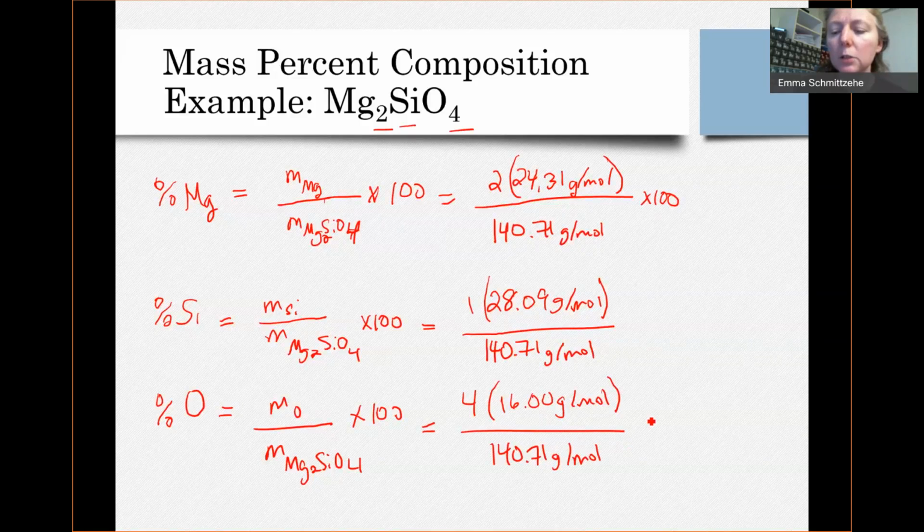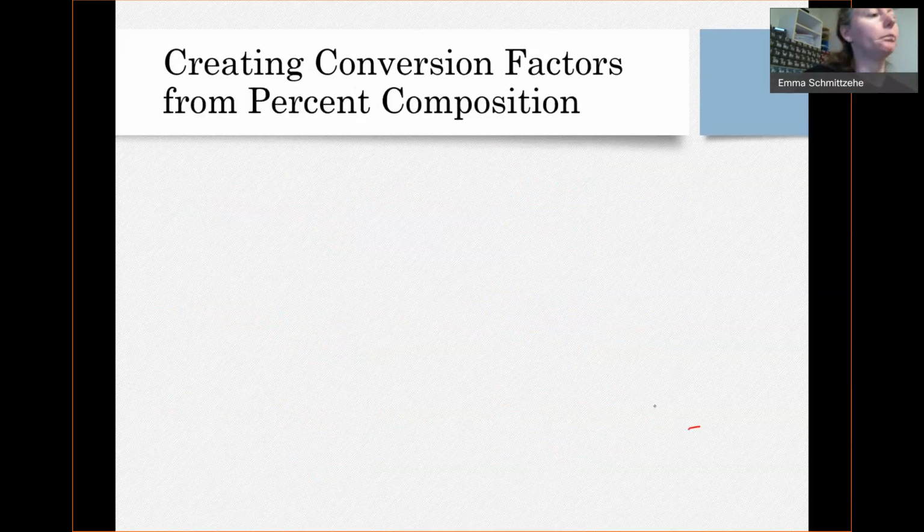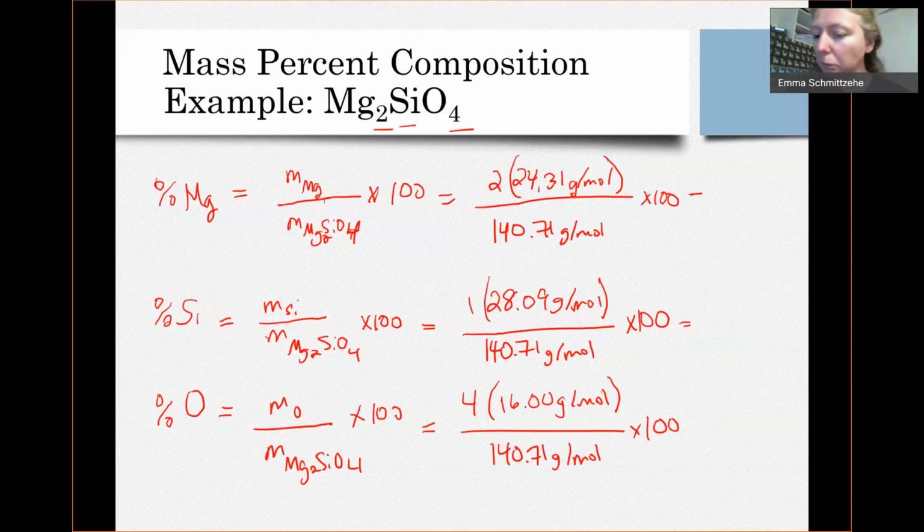If you don't do that final step of multiplying them by 100, you're just calculating what we would call a fraction. And so it would be a decimal value. You would get point something. You multiply by 100 to shift the decimal place and to make it into a percentage. And so go through and calculate each one of those. So I'm going to take the 2 times the 24.31, divide it by 140.71, and multiply that result by 100.